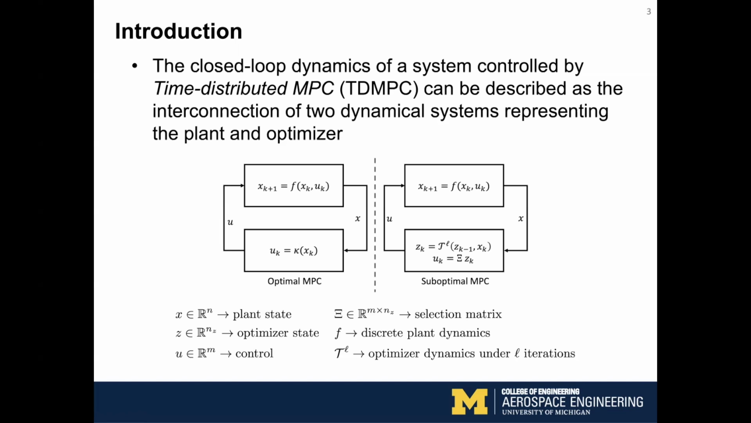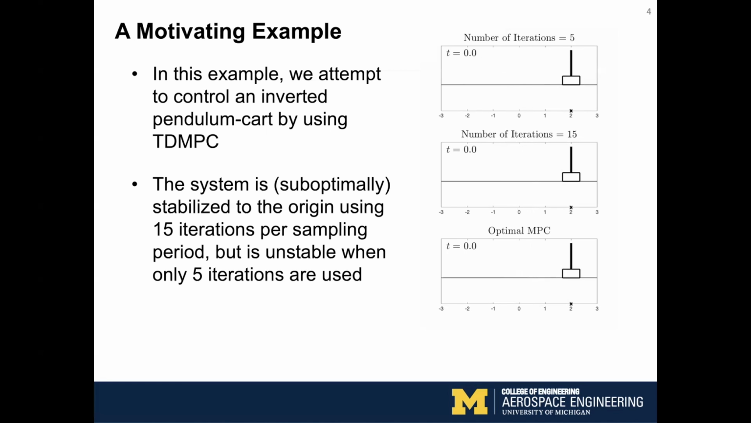Under a time-distributed model predictive control strategy, the closed-loop system can be represented as the interconnection of two dynamical systems representing both the plant and the optimizer dynamics. While in optimal MPC, our plant evolves due to a static feedback law that's just parameterized by our current state, in suboptimal MPC, our plant evolves due to a dynamic feedback law with an internal state defined as our estimate of the optimal control problem solution, which evolves due to a finite amount of optimizer iterations at each time step.